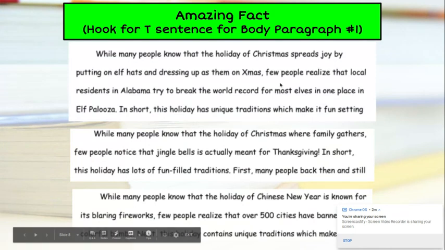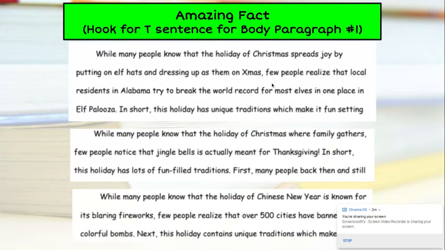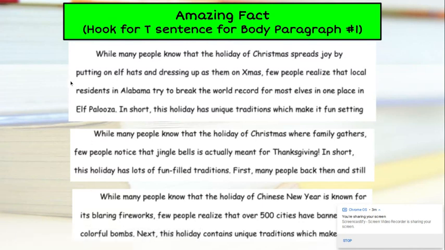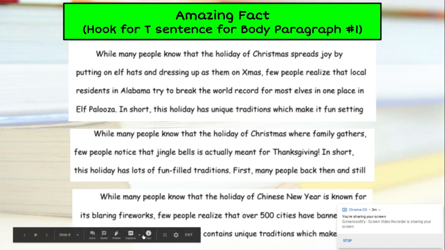These are samples from the holiday reports where amazing facts were used to introduce the body paragraph idea. The hook started off the same way and gave an interesting fact in the T sentence, which is located here and in here in this point. This was the restate sentence that may have started off in different ways, but got to the point.